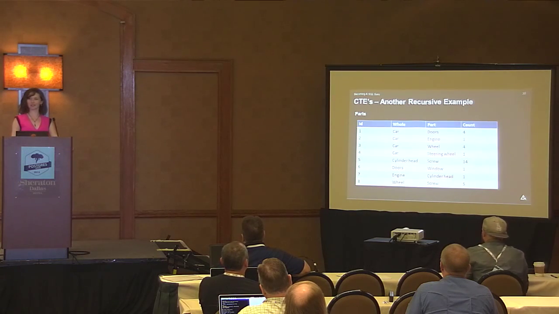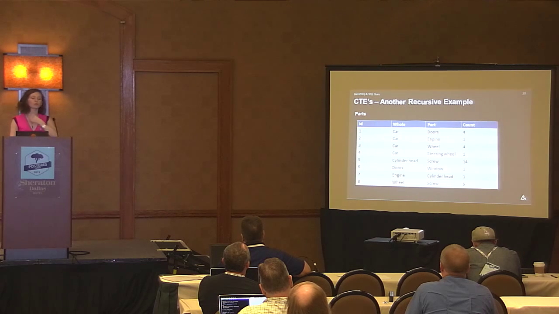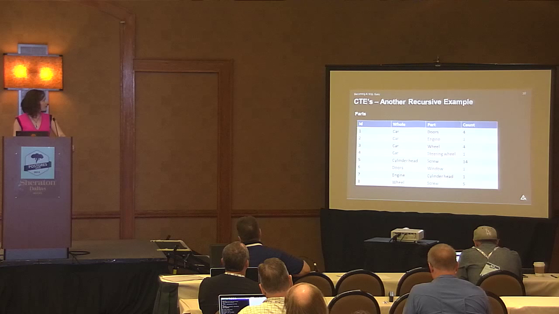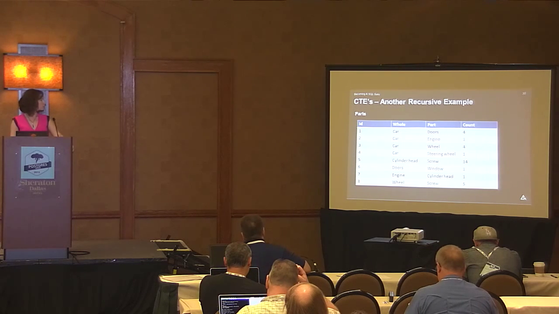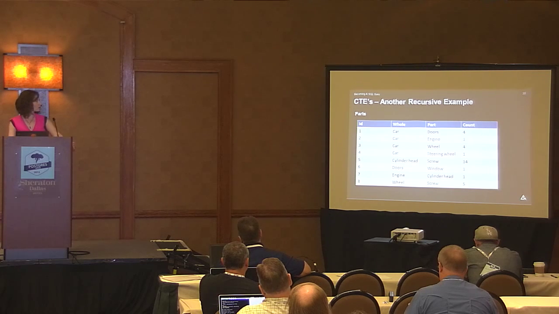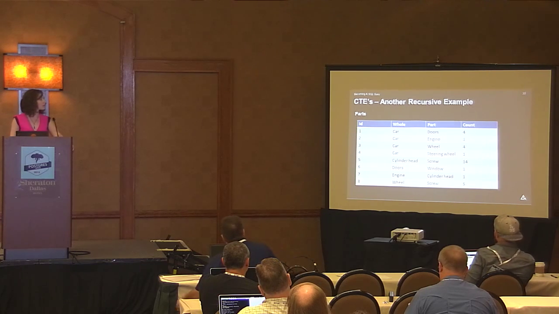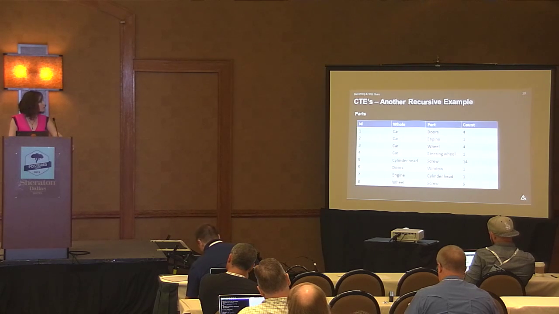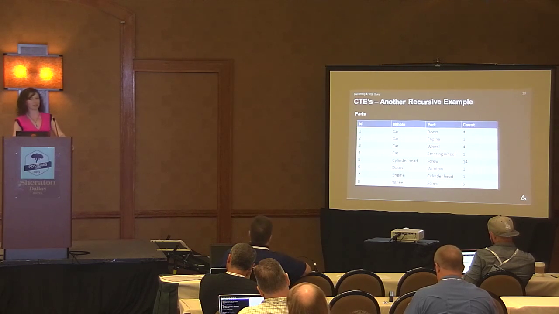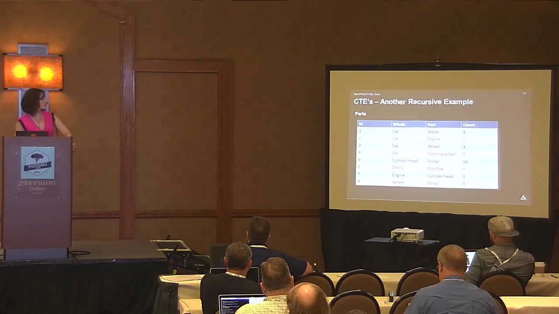We're going to go through a recursive example, or an iterative example in this case. So we start out with a new data set. We have a table of parts, which is self-referencing in nature. So we have the overall whole that we're trying to build, the part that we're referencing, and how many of those parts are required. In this case, we're trying to build a car. So we have a car that has some doors, an engine, and some wheels and a steering wheel.